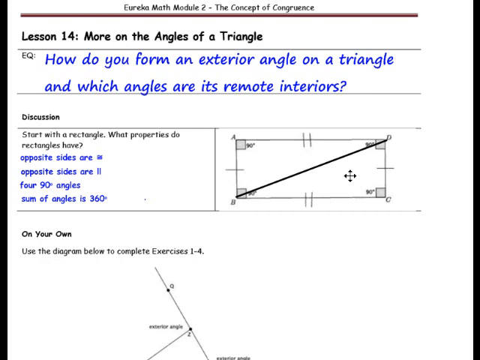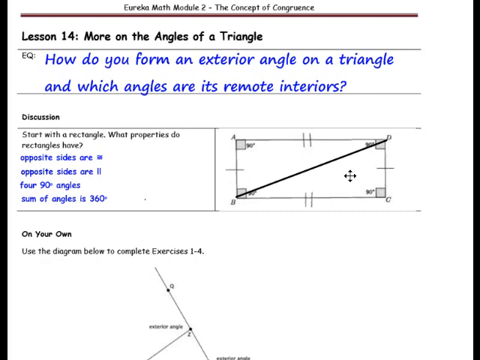Remember that our goal is to show that the angle sum of a triangle is 180 degrees. And we know that when we draw a diagonal through the rectangle, we get 2 congruent triangles. So how do we put this information together to show that the sum of the angles in a triangle is 180 degrees? Well, the rectangle has 4 right angles, which means that the sum of the angles of the rectangle is 4 times 90, or 360 degrees.